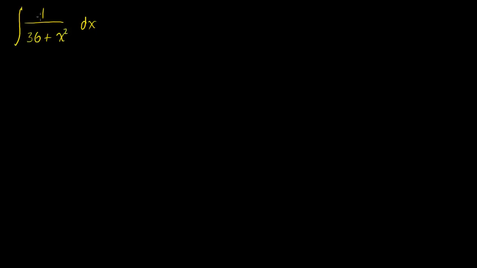This would be easy if I had a 2x sitting up there. Then I would say, oh, the derivative of this is 2x. I could do u substitution, and I'd be set. But there is no 2x there, so how do I do it? Well, I resort to our trigonometric identities. And let's see what trig identity we can get here.